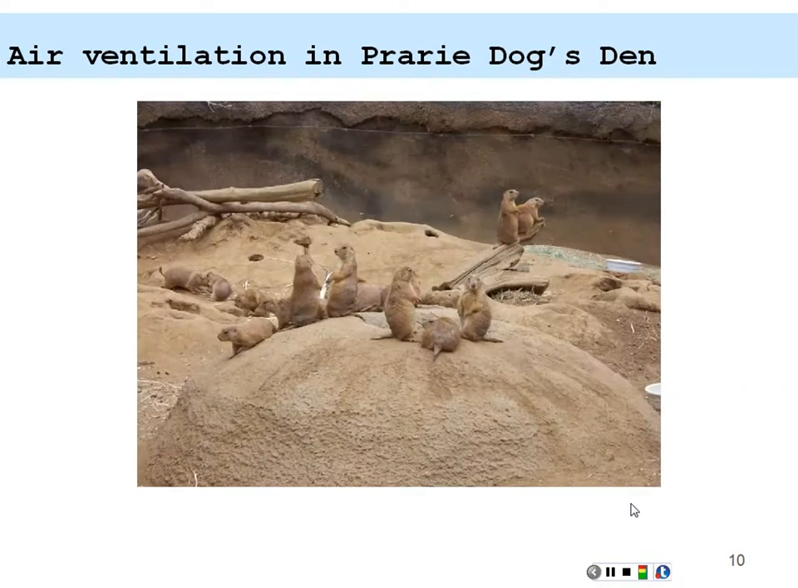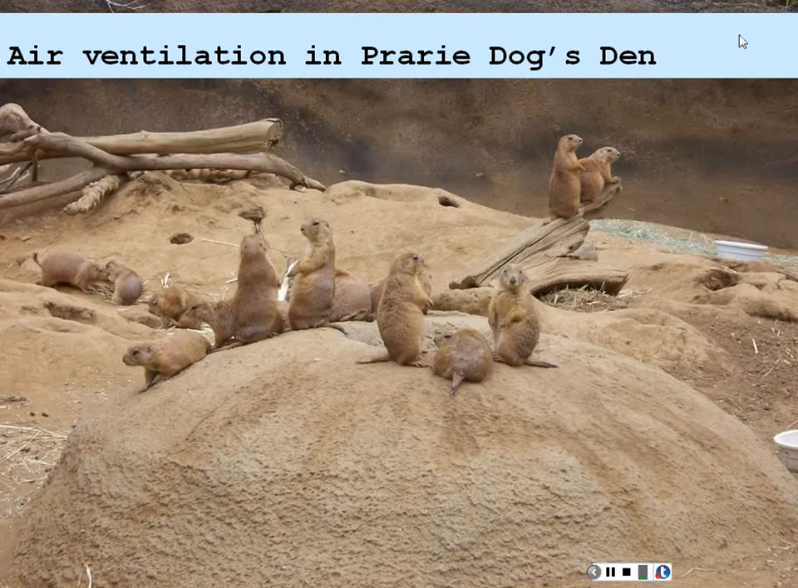Air ventilation in a prairie dog's den. Look at this situation. We have prairie dogs. They have built a den, and you've got a hole at ground level, which is on level ground, but you have another entrance to their den, which is at the top of a curved hill. If there's a streamlined flow of air over this topography, it's going to move faster over the hill than it does over the flat entrance over here.